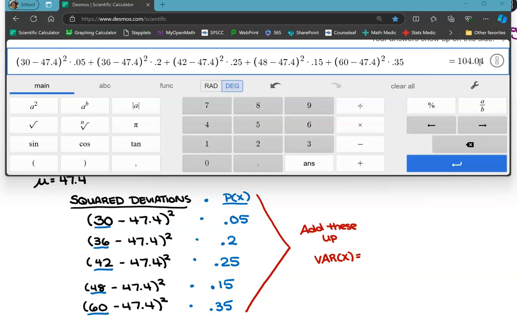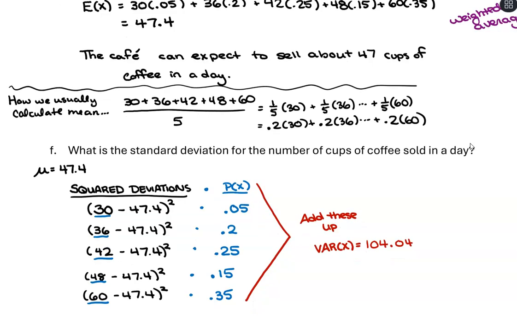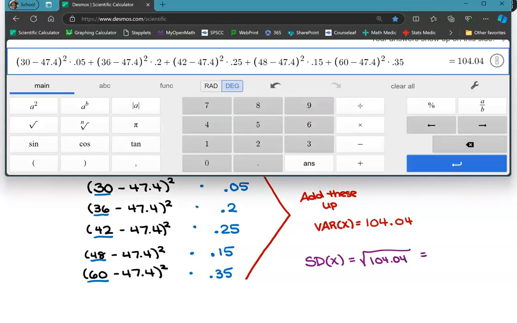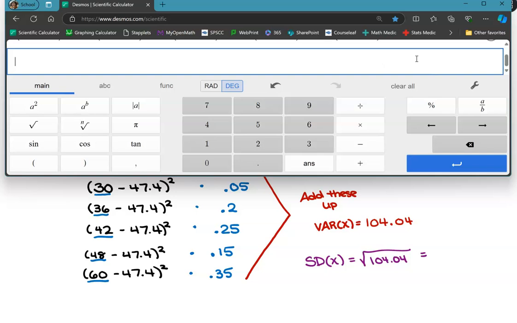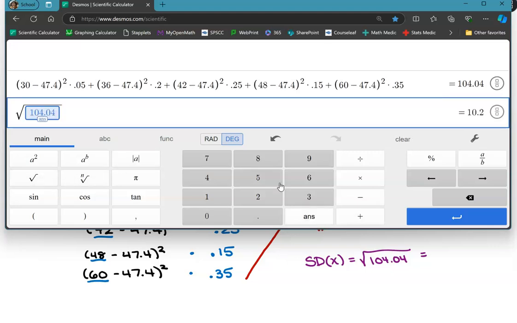And with that, we're getting a variance of 104.04. So if we needed the variance, we would be all done. But most often, we want to go a step further to get standard deviation. And for standard deviation, we want to take the square root of the variance. So with this calculator, I could press enter, and it's going to save my work up above. And then I'm just going to go square root and press this little answer button.